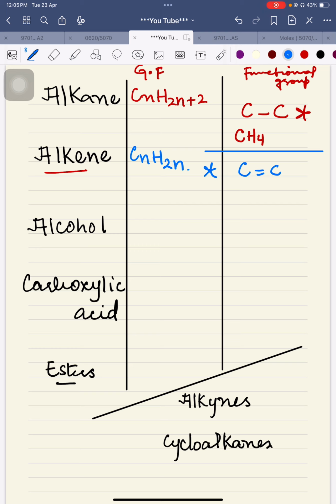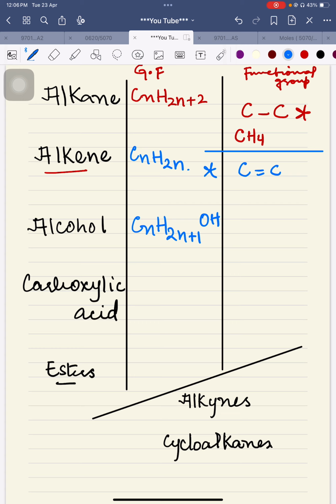Okay, now I am on the topic of alcohols. It has a general formula CnH2n+1OH. It has a separate OH. Is it compulsory to have OH in the alcohols family? Yes, if there is no OH, it is never considered an alcohol. So for an alcohol, there must be an OH in it.